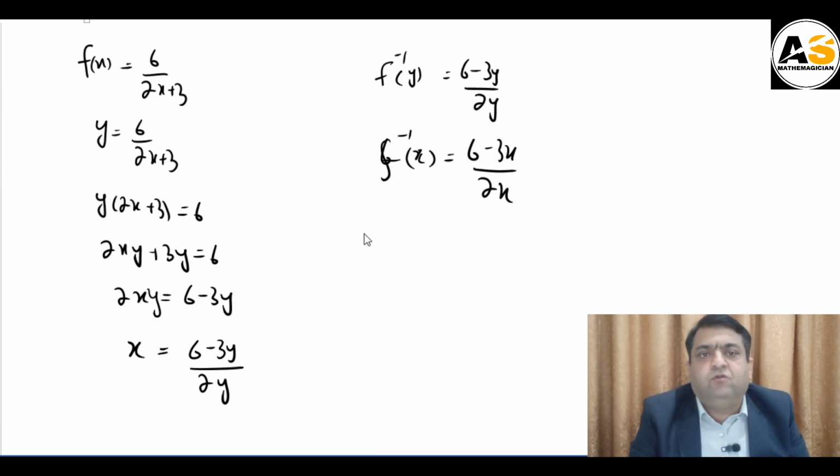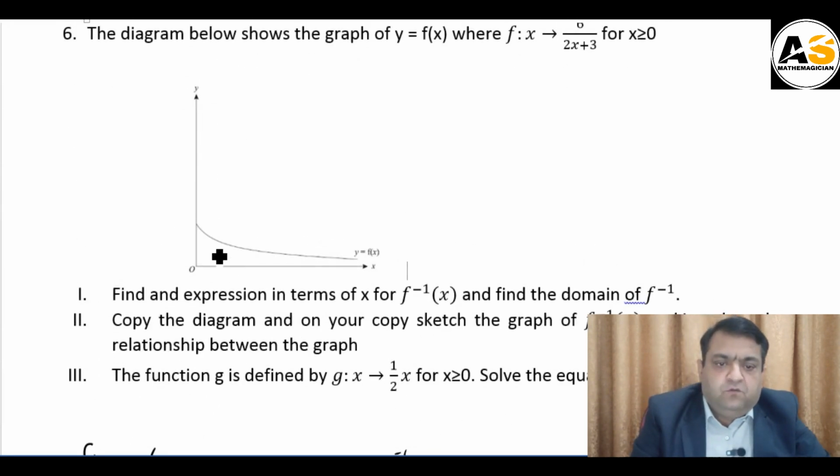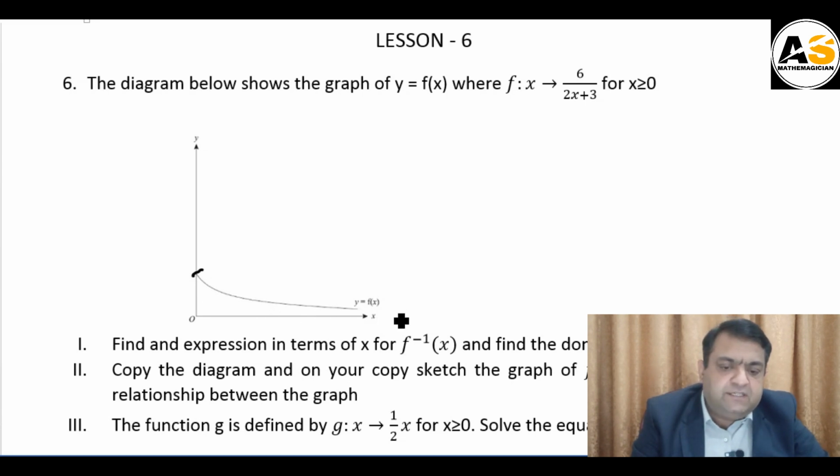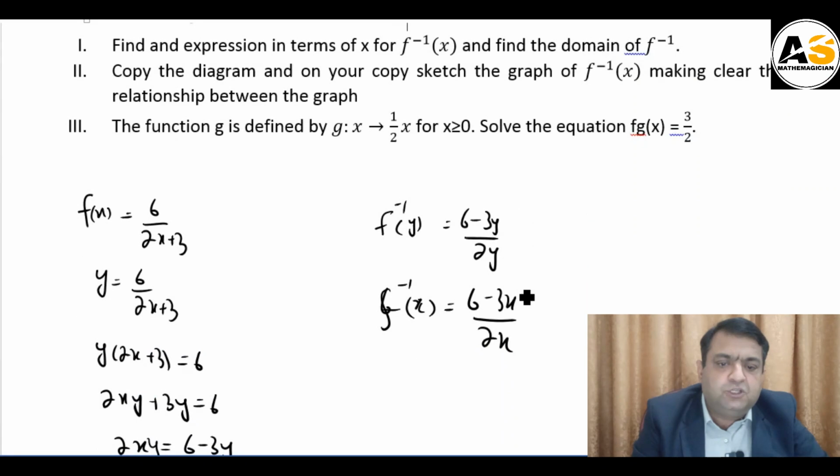Now we also have to write down its domain. For that, we will refer to this graph. See, the value of this function at x is equal to 0 is 6 over 3, which is 2. And as x is going towards infinity, y is decreasing. It will not be negative, and it will never be 0, but it is approaching 0.